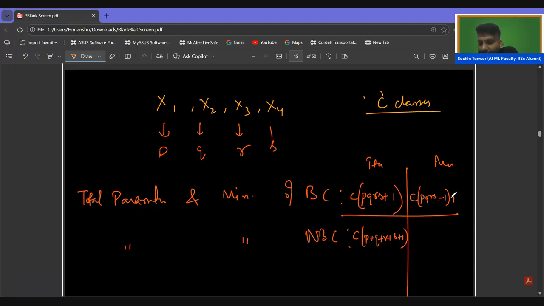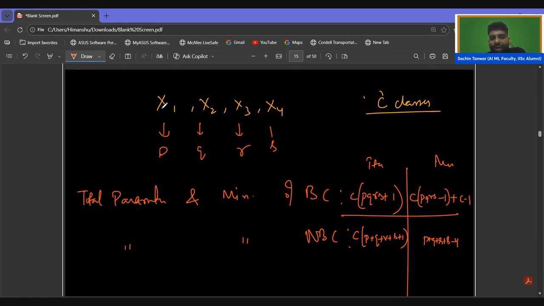Plus how many priors are required? C minus 1 priors are required. Now what would happen over here? Same thing. So I would need P minus 1 probability, Q minus 1 probability, R minus 1, S minus 1 per class. So it would be P plus Q plus R plus S minus 4.